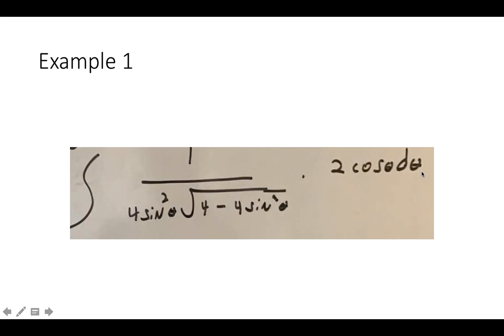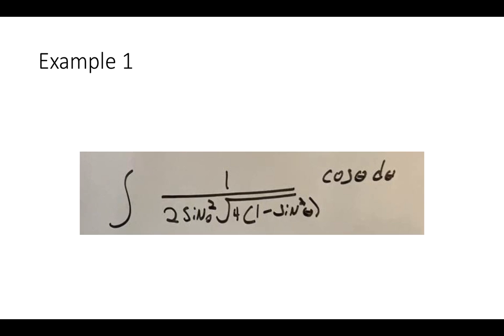Now what I'm going to do is simplify it. So I have a 2 over here, I have a 4 over here. They can cancel out and give me 1/2. And I have a 4 over here and a 4 over here, so I can pull the 4 out and get 1 minus sine squared theta. And here we go. I canceled the 2 and 4 out, I pulled the 4 out, and now I'm left with 1 minus sine squared theta.